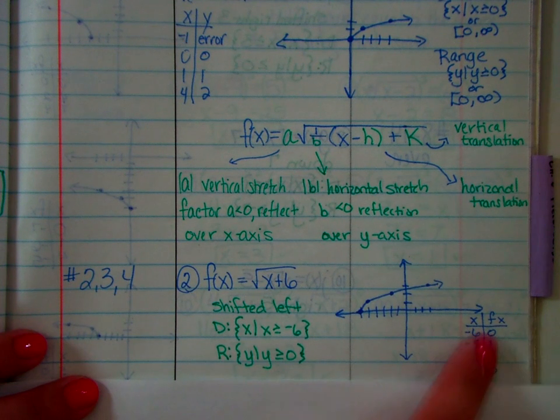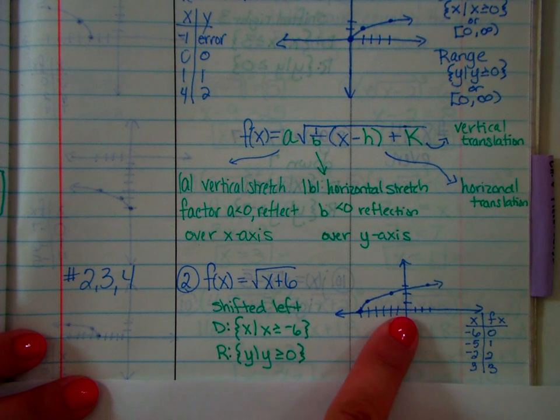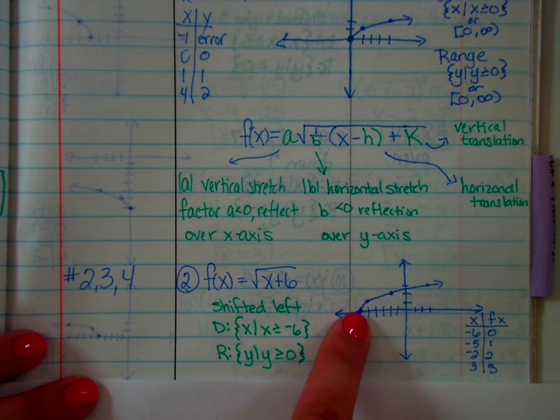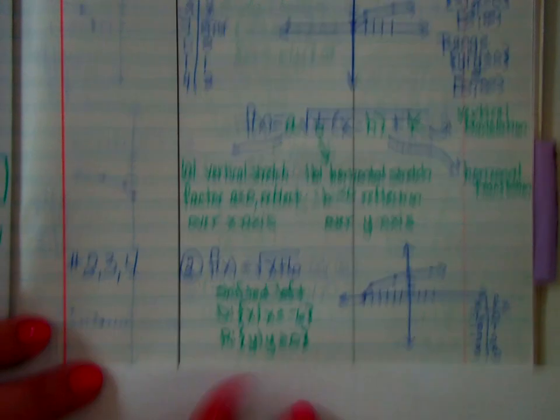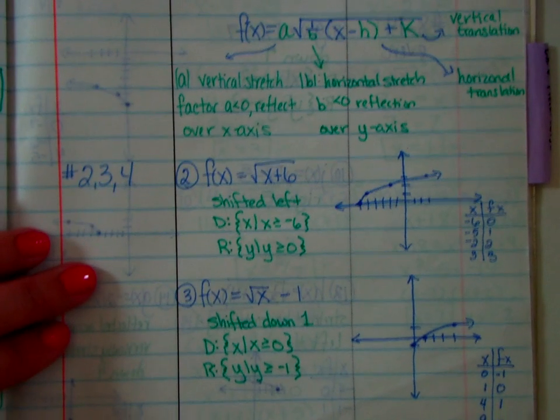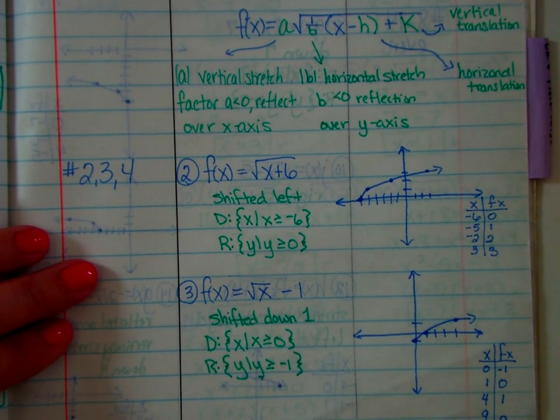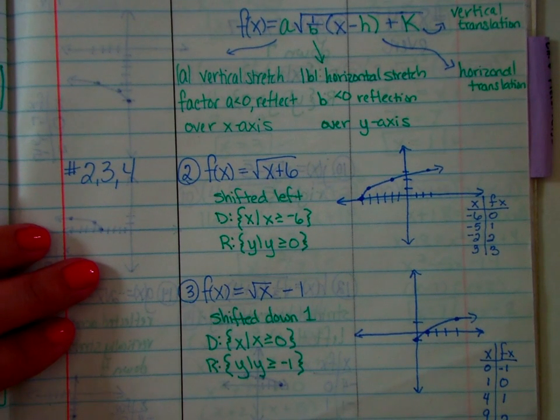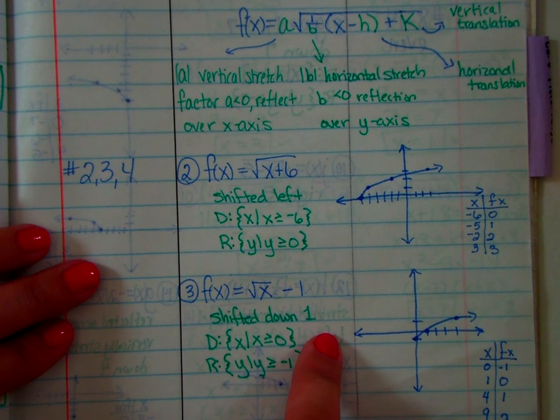So when we go to plot, you can see that from a parent graph that started at (0, 0), it's the same shape. We just moved left 6. In the second problem, we have the square root of x minus 1. This is our k, so it shifted down 1.